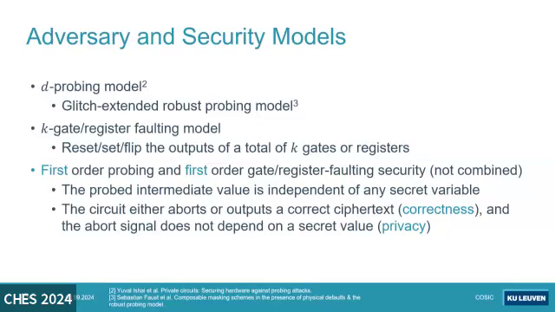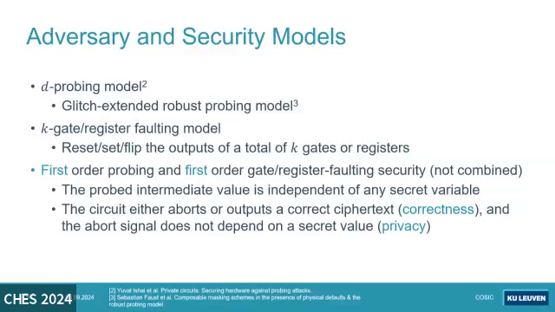In this model, the adversary is capable of choosing k gates or registers in the circuit, a total of k, and then they are able to change the outputs of these gates. The change can be of the form reset, set, or flip. In this work, we specifically assume first-order probing and first-order gate register faulting security, which means a probing adversary can observe only one wire in the whole circuit, or they can change the output of a single gate or single register.